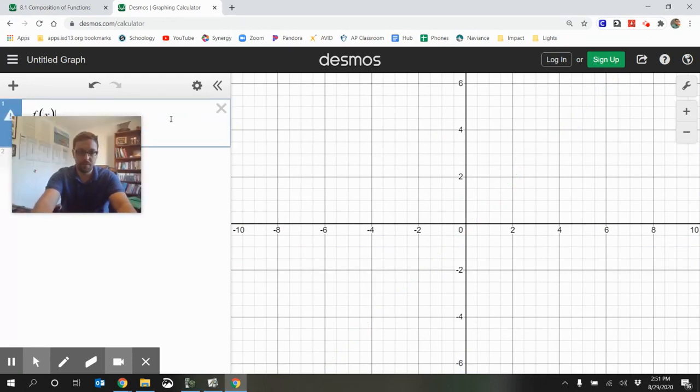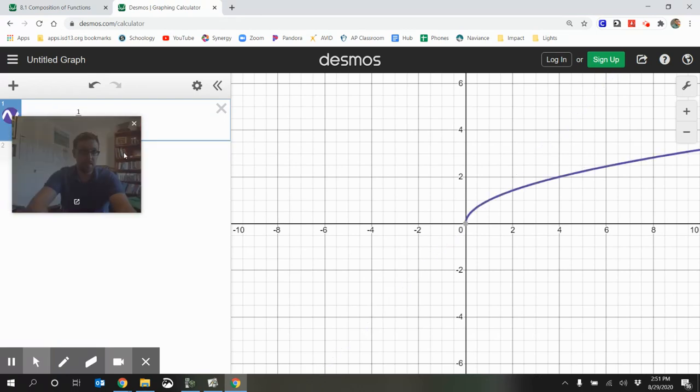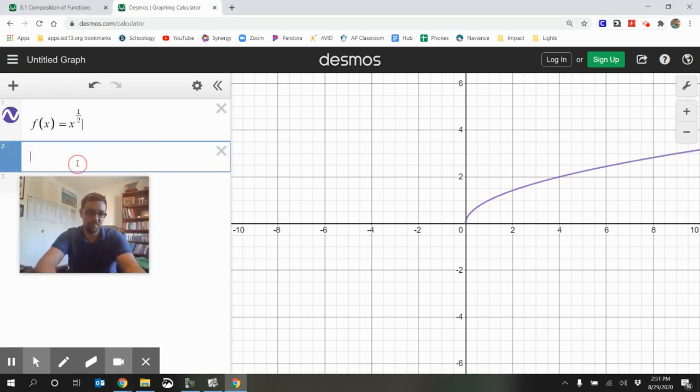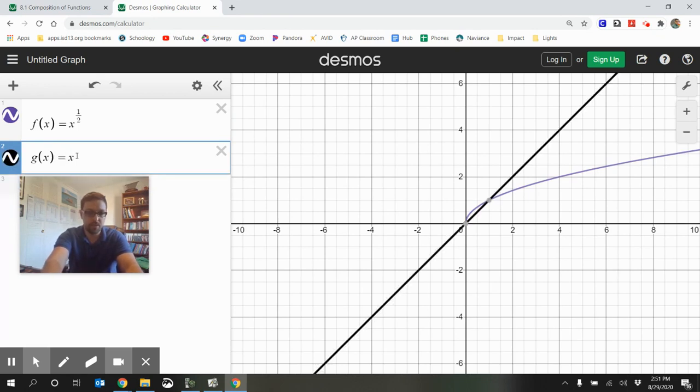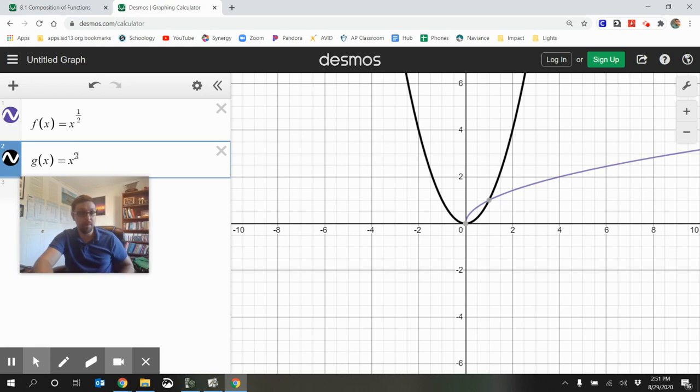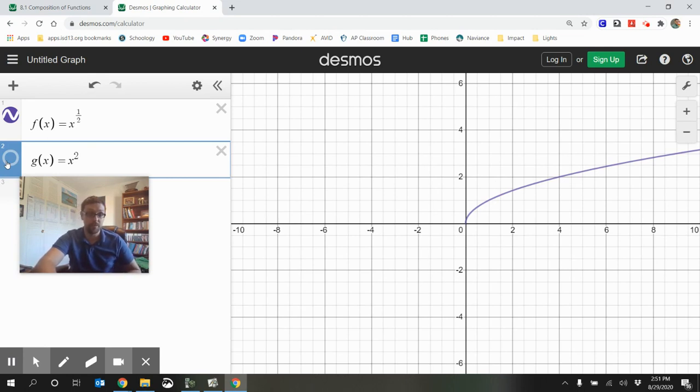so f of x equals, I'm just going to cheat. There's square root of x. I did a 1/2 exponent just to make my life easier. And then our f inverse of x, which I'll just call g of x for now, is x squared. But those are not proper inverses because you'll notice that x squared is not a one-to-one function, meaning that it does not have an inverse. However, square root is a perfectly good one-to-one function, so it does get an inverse.